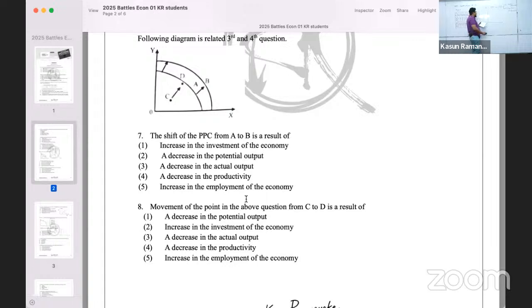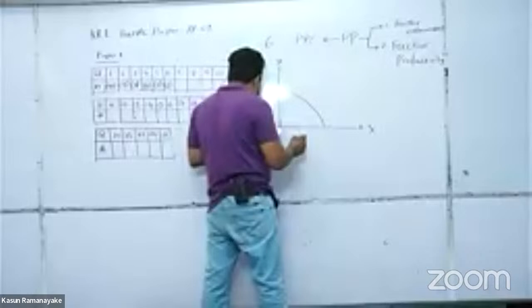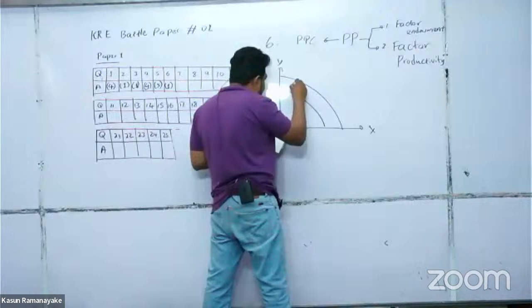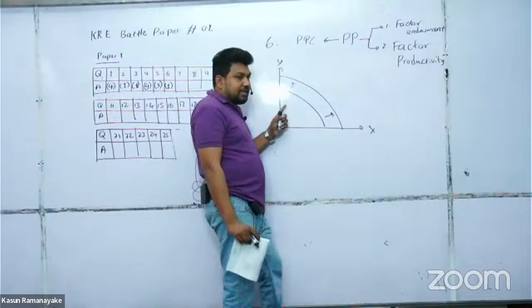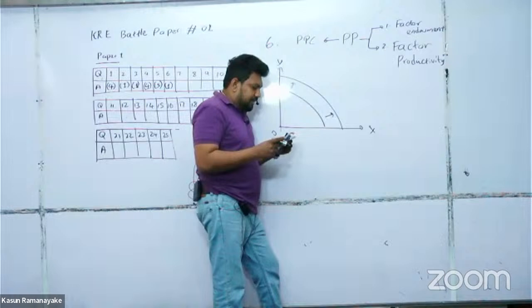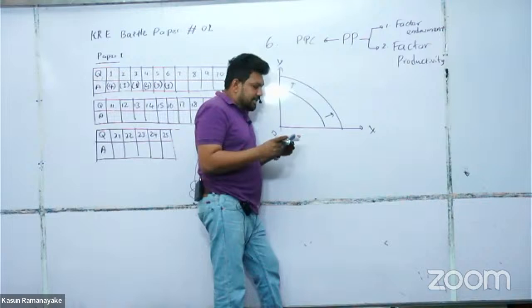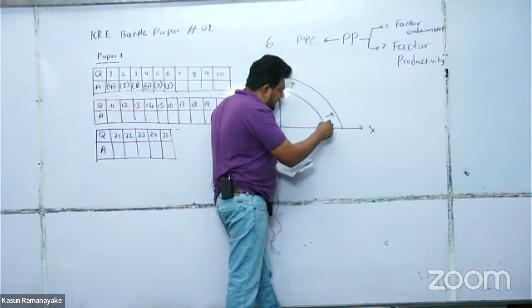7 and 8. Here, this is the Y good. This is the X good. You can take the PPC, and you can see another PPC has also been given, and the arrow has been given. So that means the production possibility curve has been shifted to the right side. They say the production possibility curve from A to B is a result of. I think they have given A has this PPC, B has this PPC.